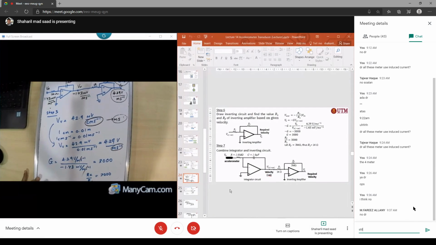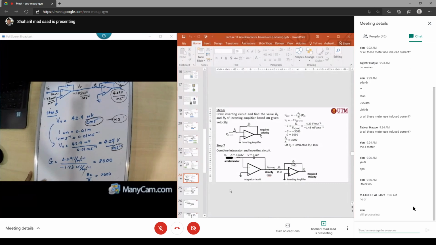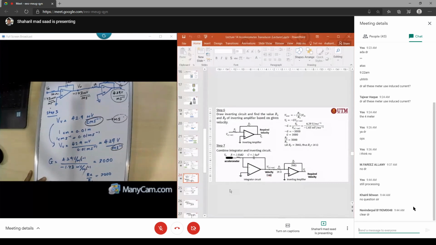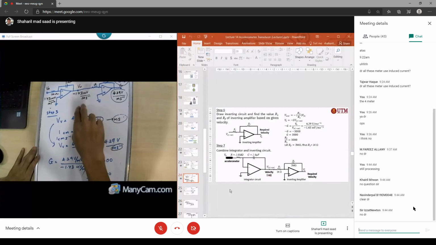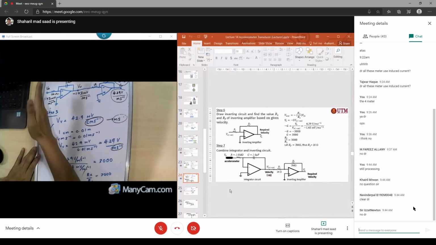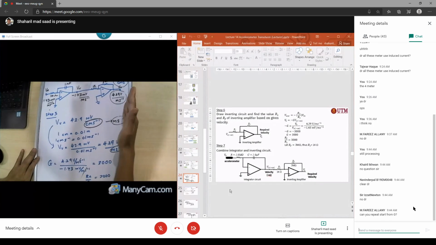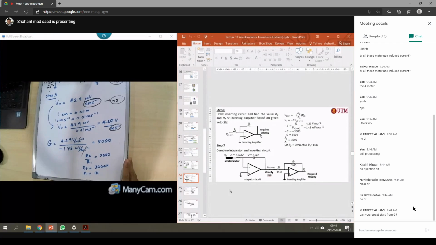Yes, clear? Do you have any questions? Okay. All right. Okay, good. So we already got it. From the acceleration, we can get it. Can you repeat starting from G? Okay.